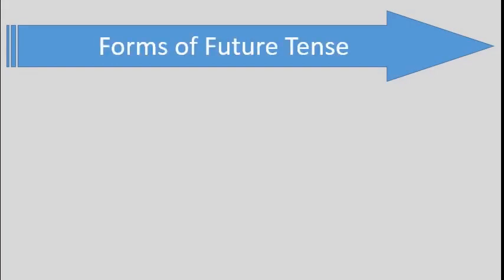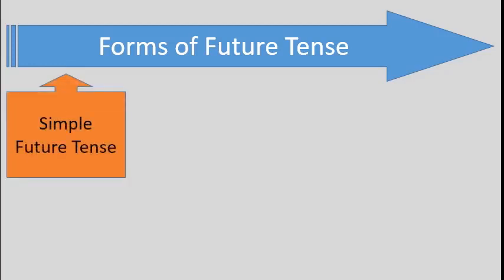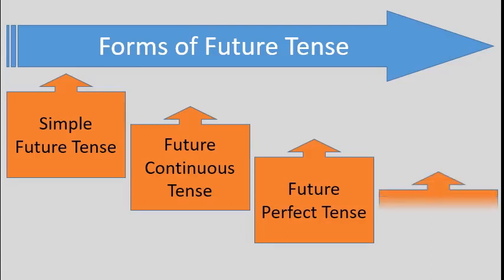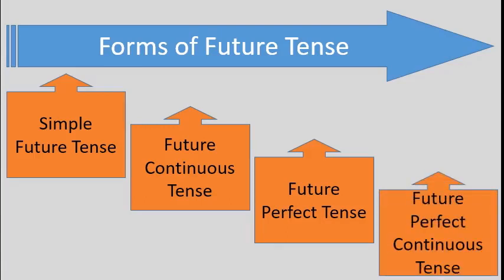Same as with future tense. So let's see the forms of future tense. Number 1, simple future tense, or we can say future indefinite tense. Number 2, future continuous tense. Number 3, future perfect tense. And last, number 4, that is future perfect continuous tense. So there are a total of 12 forms of tenses.